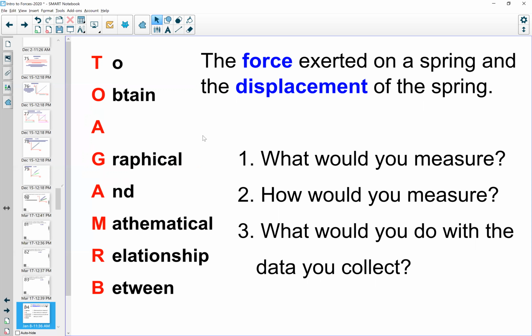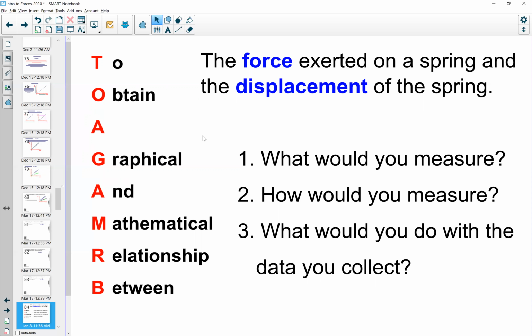Some things you want to make sure you include in your explanation. When you come back, everyone in your group should share something about your procedure. You want to make sure you cover at some point, what would you be measuring? How would you measure those things that you're measuring? And then what would you do with that data? What would those measurements tell you? Thinking about your TOAGAMRB, what kind of procedure would help you accomplish this goal, and include at least all three of those things. You can decide in your group how you want to divide up the explanation.